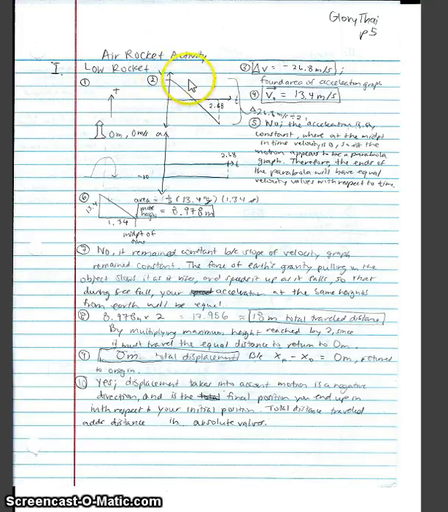Number 5, is the speed when the rocket was launched different from the speed just before the rocket hit the ground? And I said no. Because the acceleration is constant, where at the midpoint in time, the velocity right here is 0.